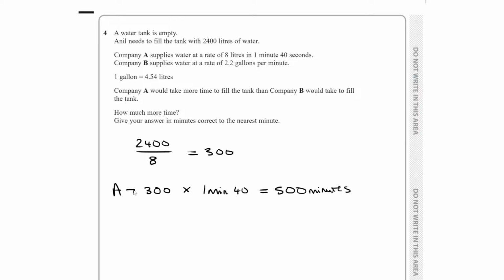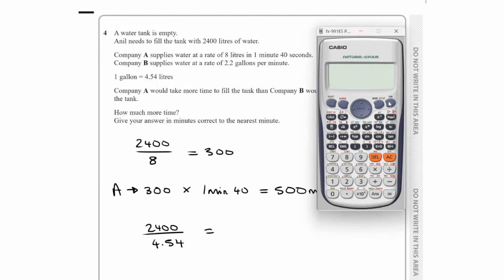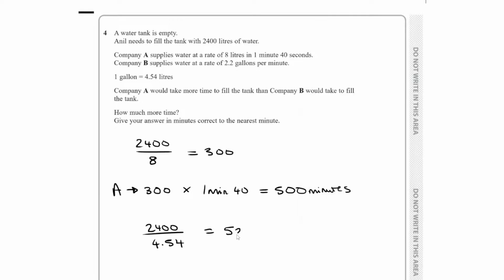This is A, isn't it? So I did 2,400 and I divided it by the conversion, which is 4.54. That's what I did. But again, you might do it in a different order, that's fine. So 2,400 divided by 4.54. And that gave me, as you can see, 528 gallons. So that's actually how many there is in total.